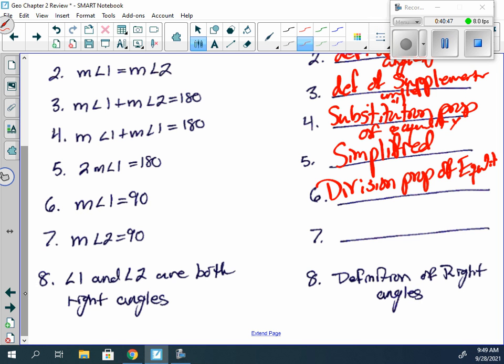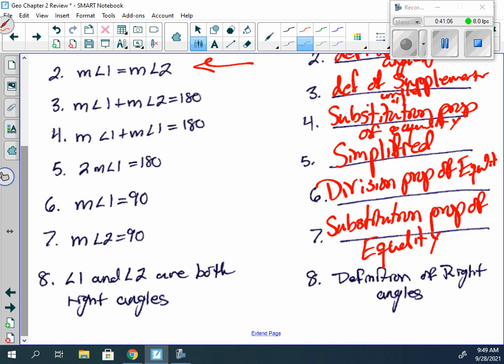90. So we've proven it's a right angle, yes? But what did we say at the very beginning? 1 is equal to 2? Well, I can use the substitution property of equality to say that the measure of angle 2 is equal to 90. Well, the definition of right angles: if an angle is a right angle, then its measure is 90 degrees. If an angle's measure is 90 degrees, then it is a right angle. So we can say 1 and 2 are both right angles.